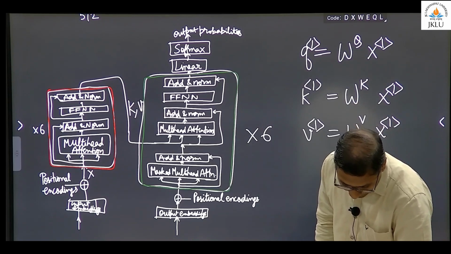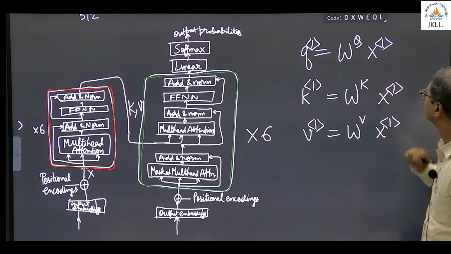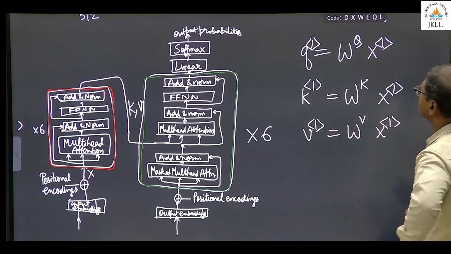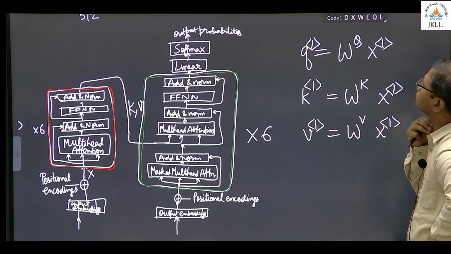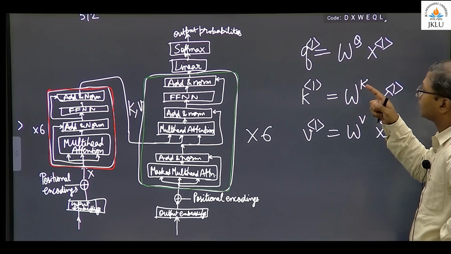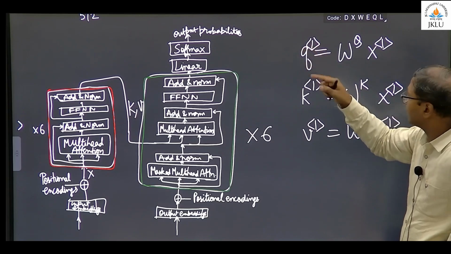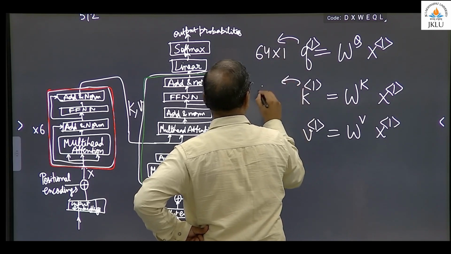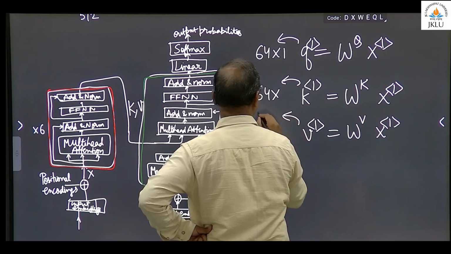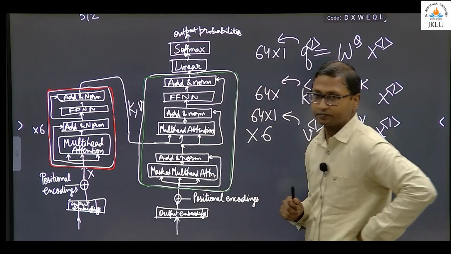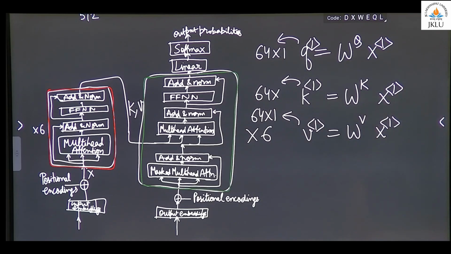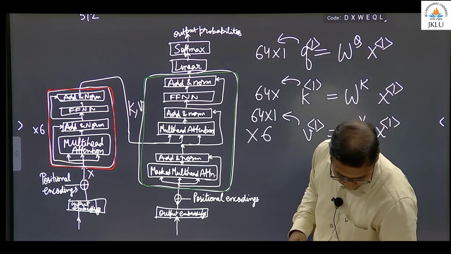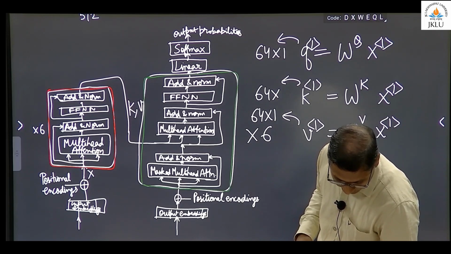Now what will be the dimension of WQ? Q1 is a vector of size 64 cross 1. K1 is a vector of size 64 cross 1. V1 is a vector of size 64 cross 1. So this has to be 64 cross 512. Okay. So this has to be 64 cross 512.